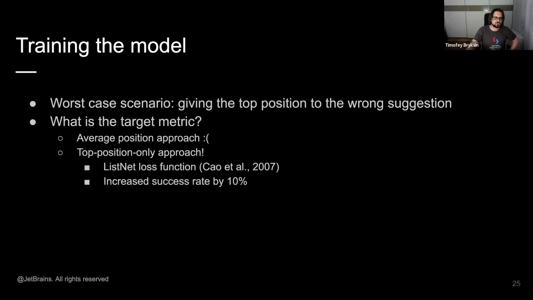So we switched to the best position only, the first position only. We found this loss function in the paper mentioned on the slide, and we found an implementation of this loss function in CatBoost. We retrained the model with this loss function, and we got a 10% increase. People started to select items from the completion pop-ups 10% more often than before. So I guess this mattered.